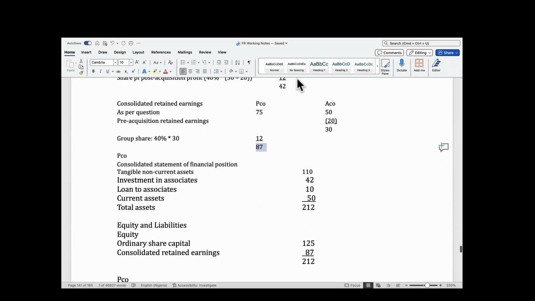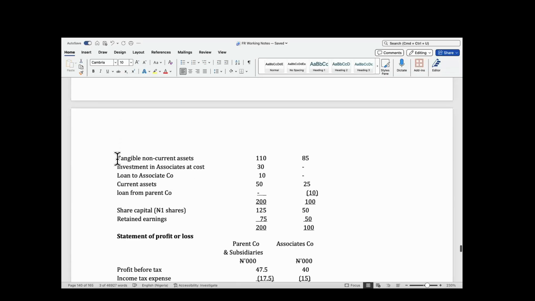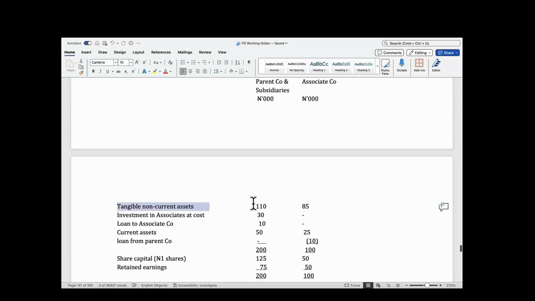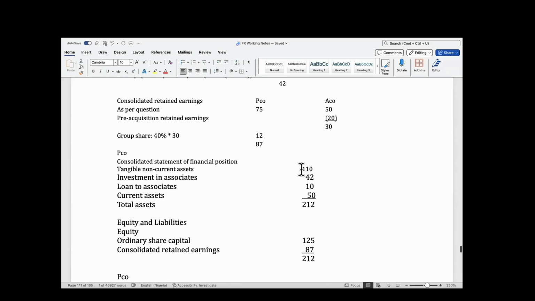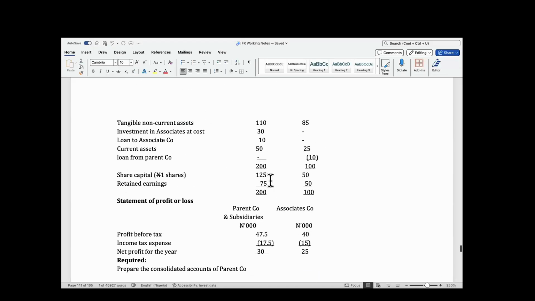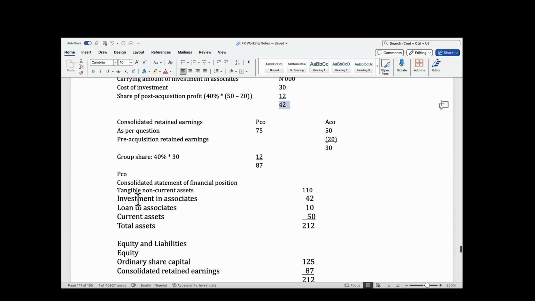So let's prepare our accounts. The first item here is tangible non-current assets. Again, you are not going to add these two together. You don't consolidate associates, so I'm only going to have this 110 here. Secondly, this investment in associates: I've added my share of profit, so it's now 42. I'll consolidate that. Investment in associates, 42.